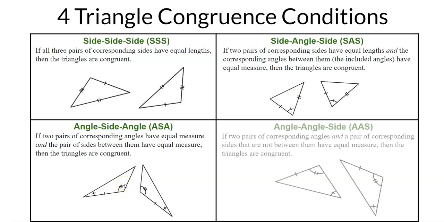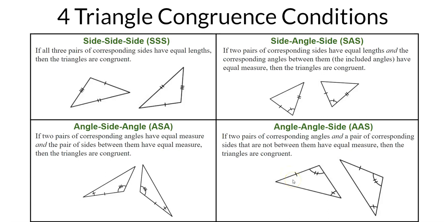And then the last condition we have is angle, angle, side. Now this one's a little different, where the definition says if 2 pairs of corresponding angles and a pair of corresponding sides that are not between them have equal measure, then the triangles are congruent. The reason is that on the previous 2, immediately there would be something else congruent that you can see and identify. Whereas with this one, I start off with an angle, but I don't have anything congruent right here. The next thing that I have congruent is another angle, and then after that is a side. So this is why it's called angle, angle, side.